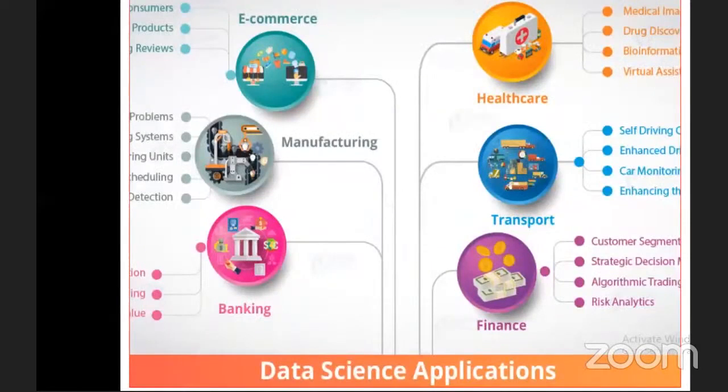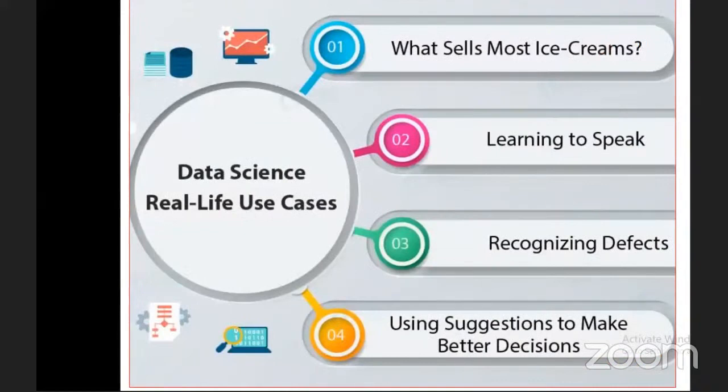And these are the data science applications, especially e-commerce like Amazon, Flipkart. E-commerce websites are getting so much benefit with the help of deep learning algorithms. E-commerce, manufacturing, banking, healthcare, transport, finance, etc. These are the real-time applications. What sells most? Ice creams. Learning to speak, recognizing defects, using suggestions to make better decisions. Wherever data is present, wherever data complexity is there, we are applying deep learning algorithms.